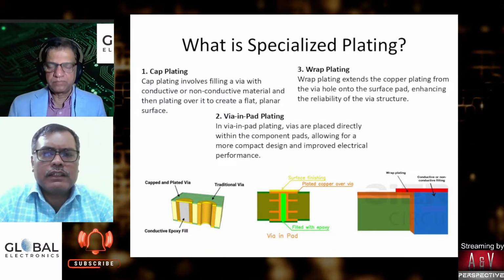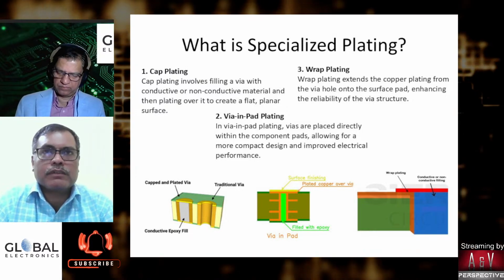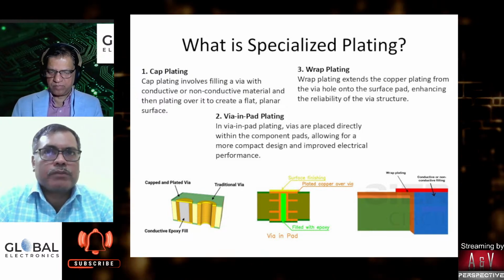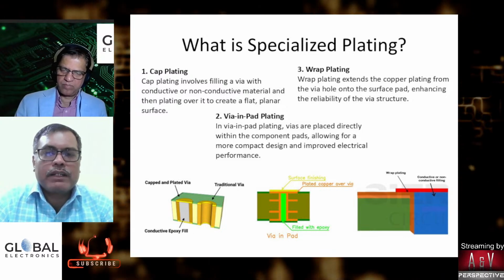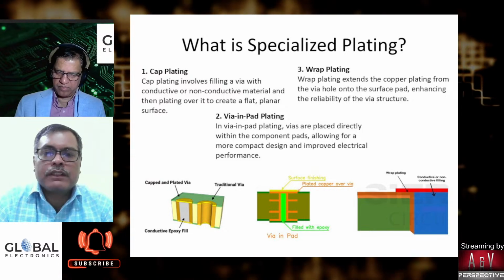This is done in HDI, high density interconnect vias. These are called micro vias, with diameters less than 0.15 mm. For this cap plating, many PCB manufacturers have problems.